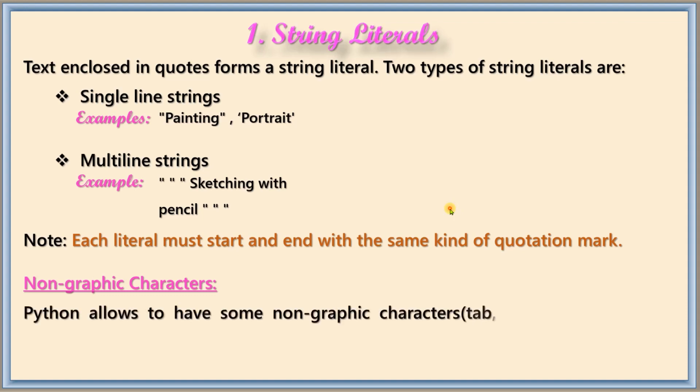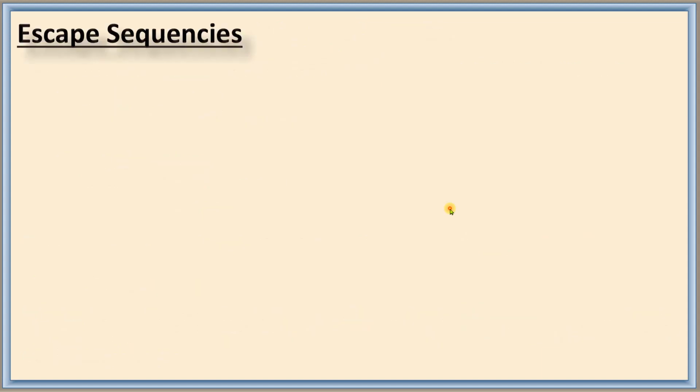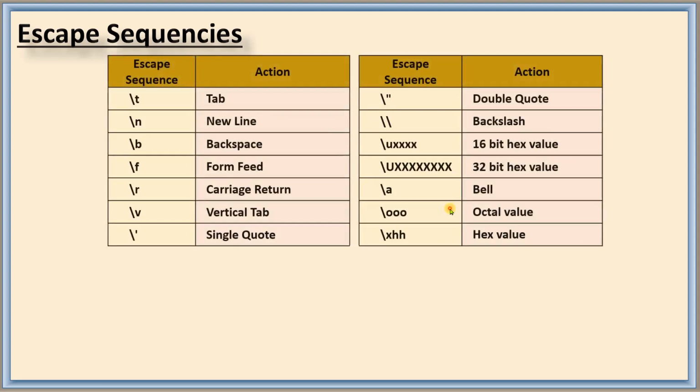Python allows some non-graphic characters in string values. These can be represented by using backslash. This is called escape sequence. Here are some escape sequences given. Backslash and t gives one tab space. In Python, 4 white spaces together are called one tab. I already told about this when we were learning about indentation in Python programming. If you want to give a new line, you need to give backslash and n. Better I will demonstrate instead of explaining here.